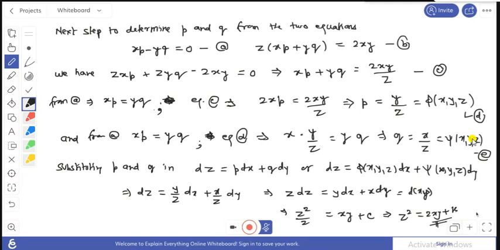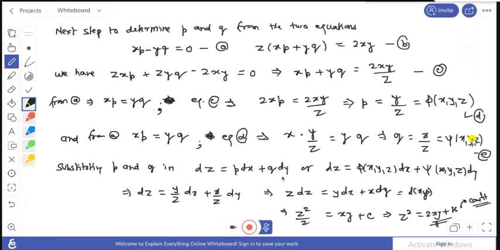Okay, so this is your final solution. Here k equals 2c, so c with the constant one, so k with another constant. Okay, this k is constant. So in this way you can find the solutions.